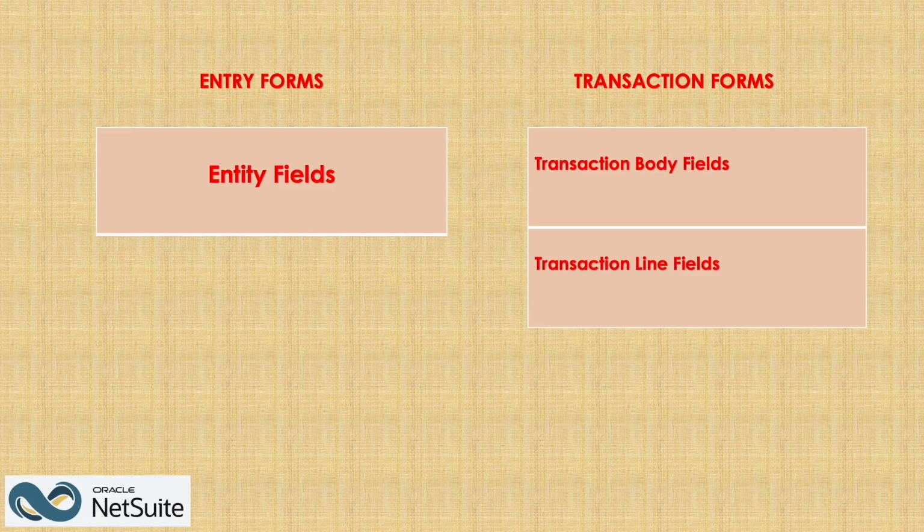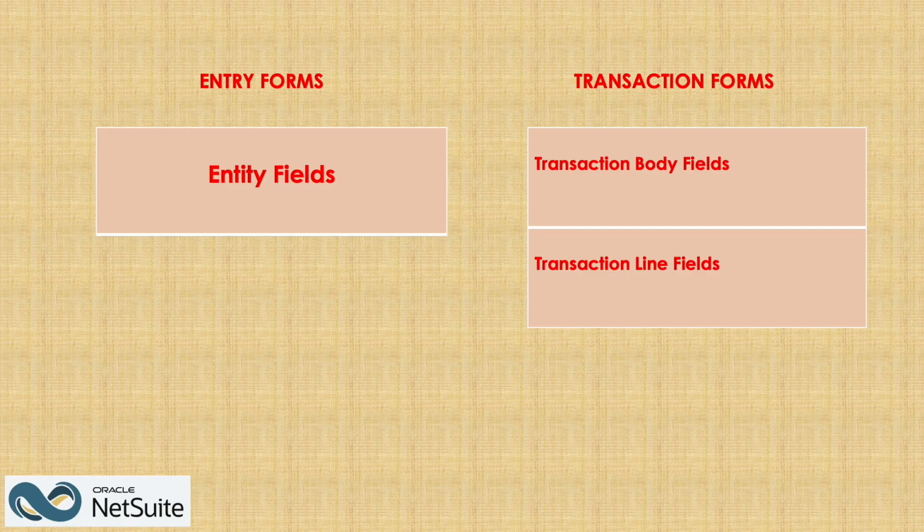Transaction forms are used for creating transactions: sales orders, purchase orders, invoices, payments. They contain both transaction body fields and transaction line fields. Transaction body fields are the top part of the form, things like customer name, date, order number, and they are unique for each transaction. Transaction line fields are used for listing multiple items or services inside the same transaction.